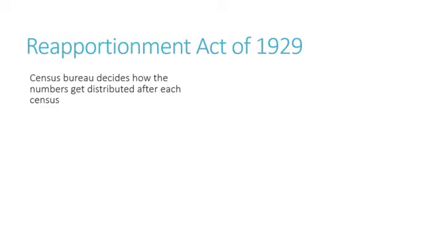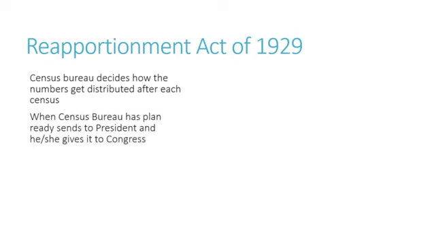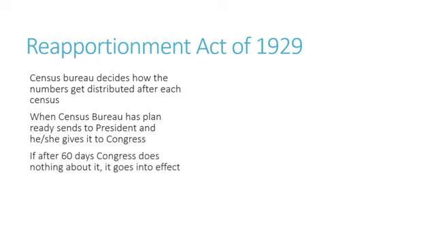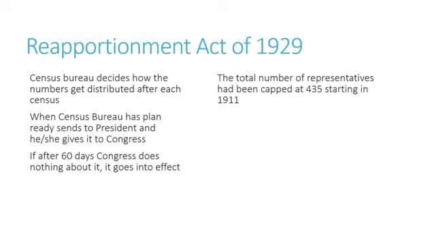Now, the Reapportionment Act of 1929 essentially gives us the way that we distribute representatives today. We're still working off of this law from 1929. The Census Bureau decides how the numbers get distributed after each census. They have a plan, and they send it to the president, and then the president will give it to Congress. If Congress doesn't say yay or nay on how it's going to happen, then that's how it goes. And of course, as I said, the total number of representatives has been capped at 435 since 1911.